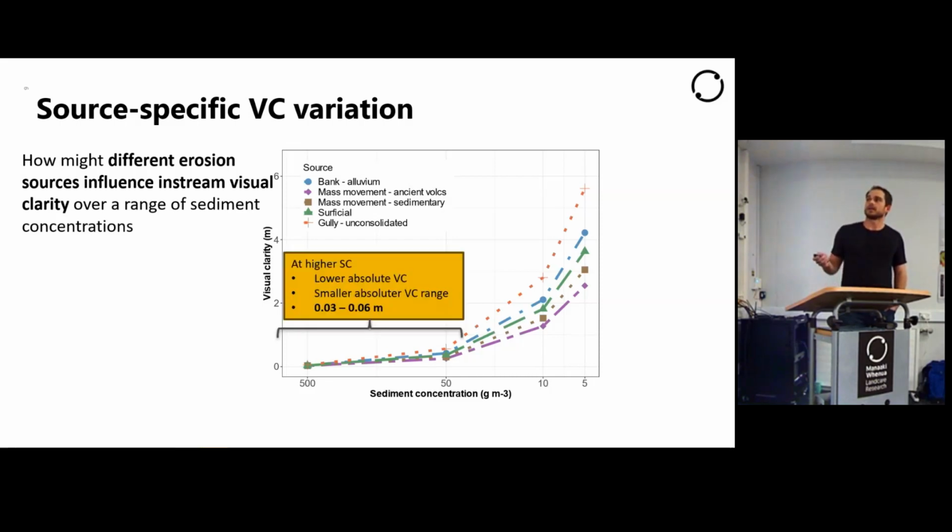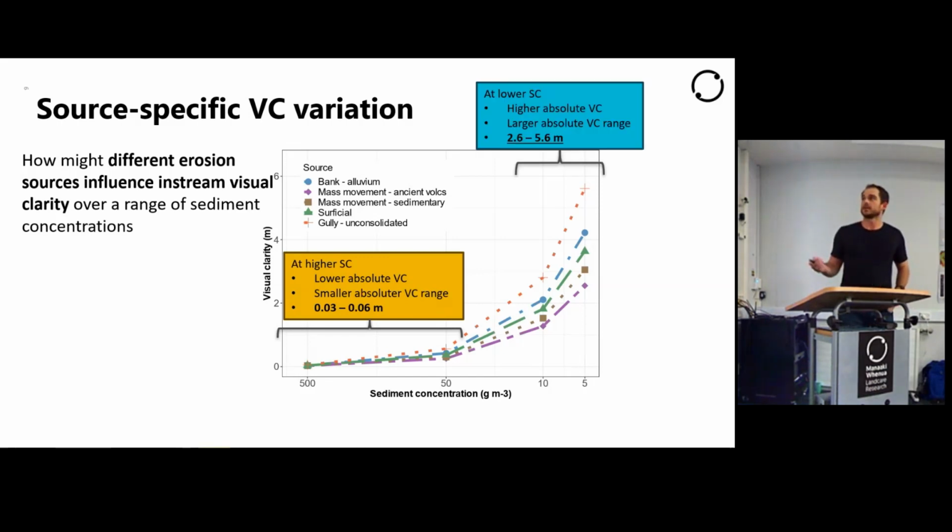And we can start to see that at higher sediment concentrations, as we'd expect, there's a lower absolute visual clarity. So higher concentration is higher flows, and there's a small absolute visual clarity range between all the different erosion processes or erosion sources at higher concentrations. But when we start getting down to the lower sediment concentrations, at lower flows, often we're more interested in the visual clarity, we're more interested in swimmability and using the rivers and streams.